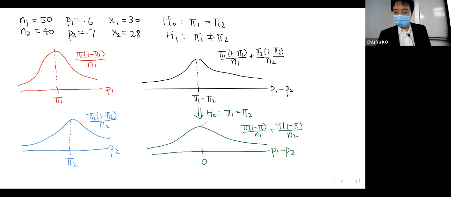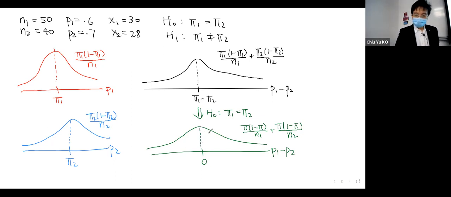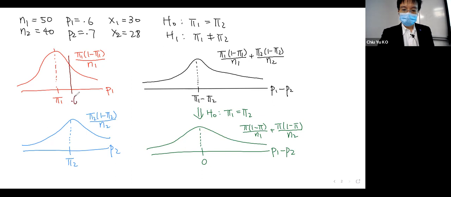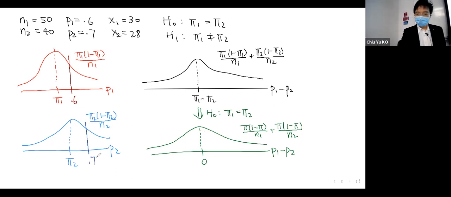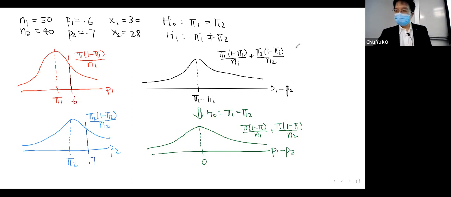Now what we have is the following. Look at the data. Here, what we get is, I don't know, 0.6. This is what the data tells you. And here is 0.7, I don't know. And the difference here is negative 0.1. Okay, so we go down, same here, negative 0.1 as well.